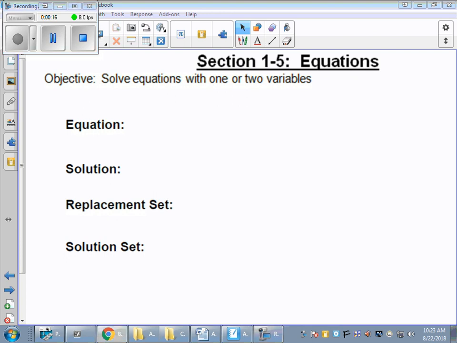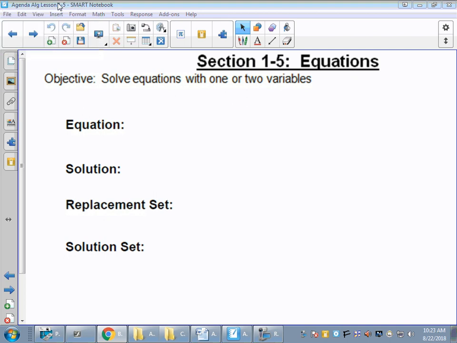All right, section 1.5, equations. This one is our first look at equations, and a little different than actually just solving them. We're going to take baby steps to get this done, but we can actually talk about what an equation is.